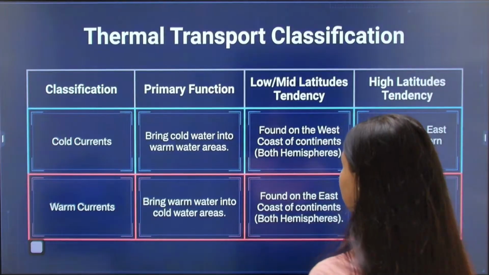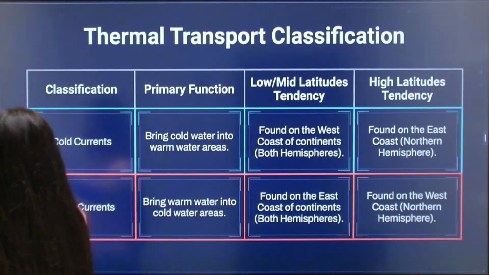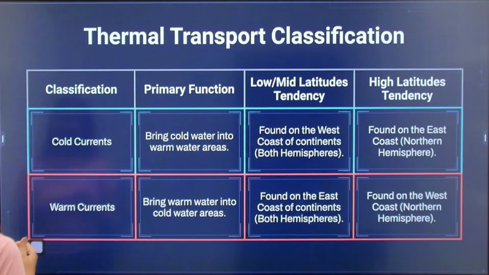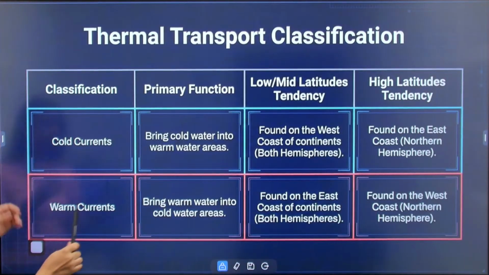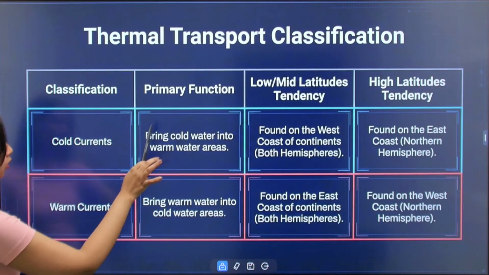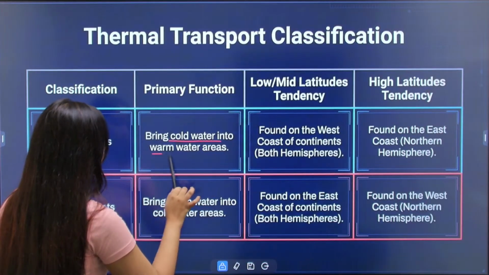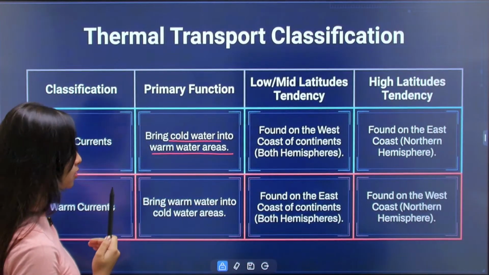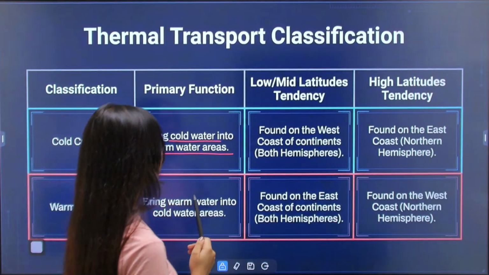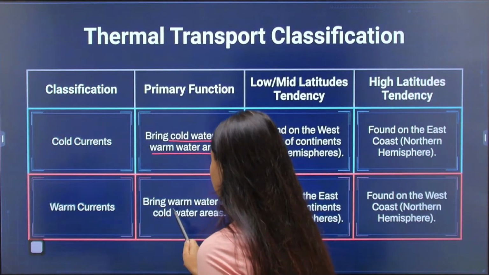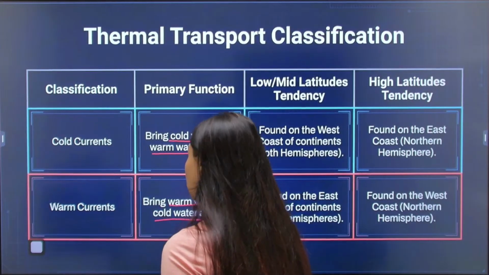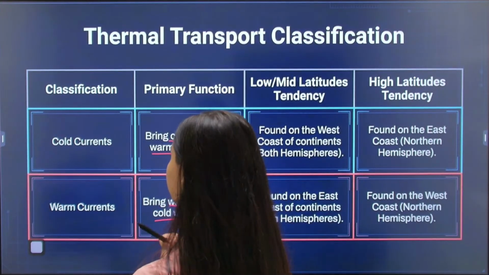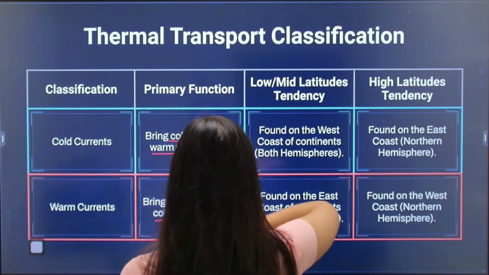Thermal transport classification. How do we classify cold currents and warm currents? Remember that the primary function of the cold currents is to bring the cold water to the warm water areas. Cold water from the poles is brought to the warm water areas in the middle and the low latitudes. Primary function of warm currents is to bring warm water into the cold water areas. Warm currents go from the equator and middle latitudes to the poles.